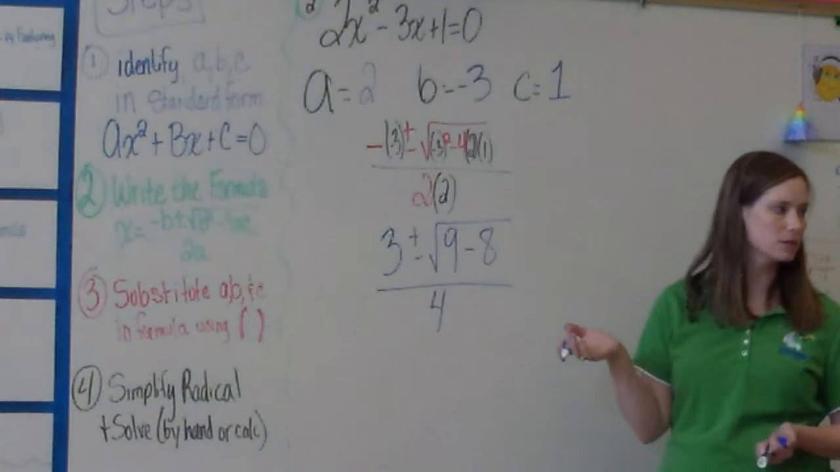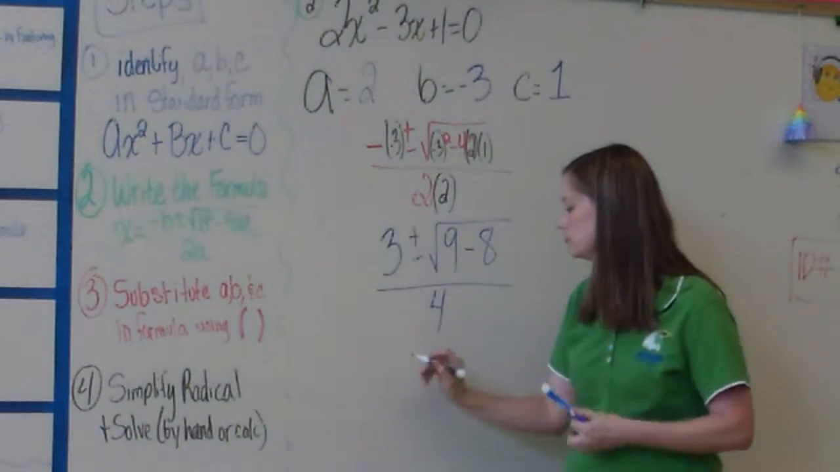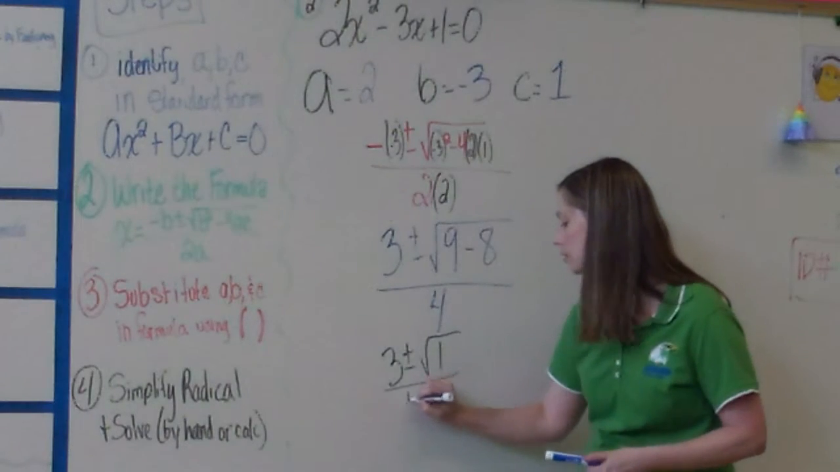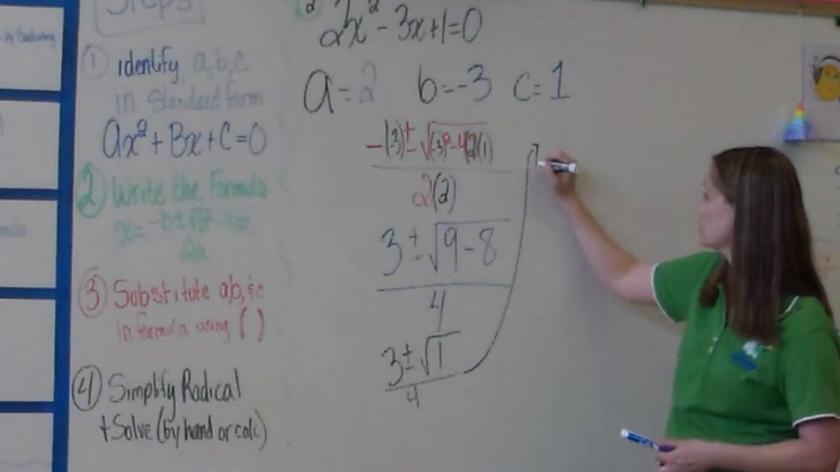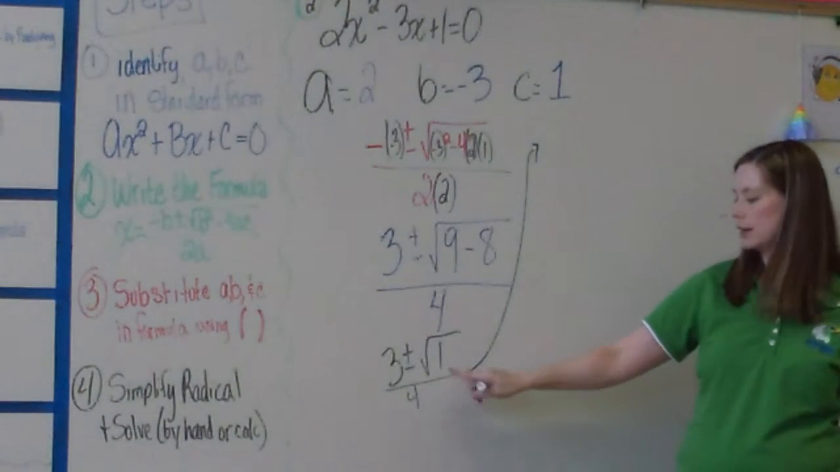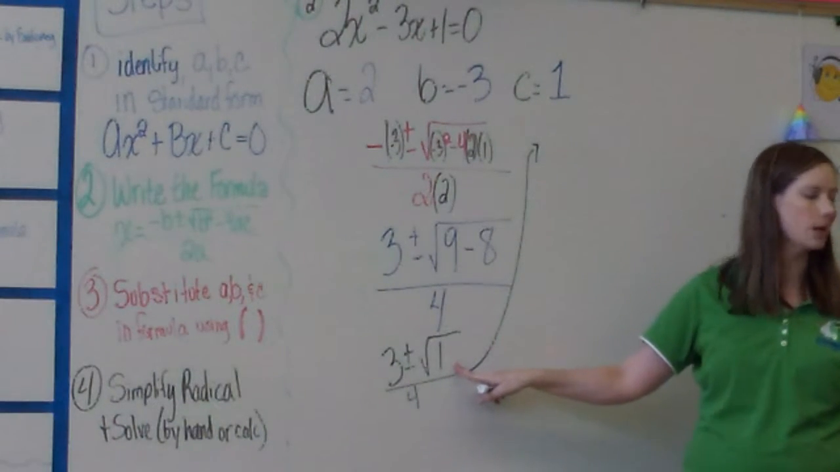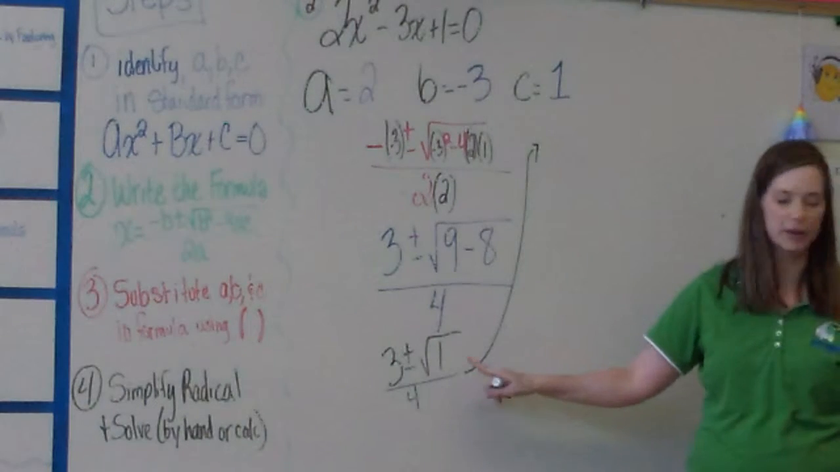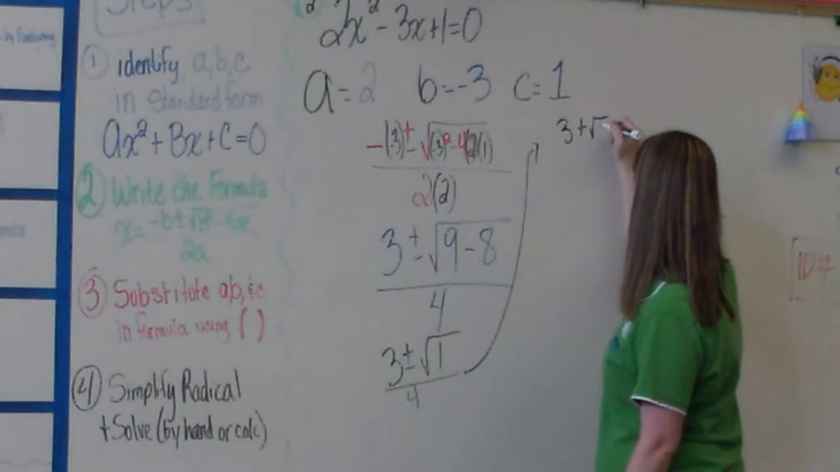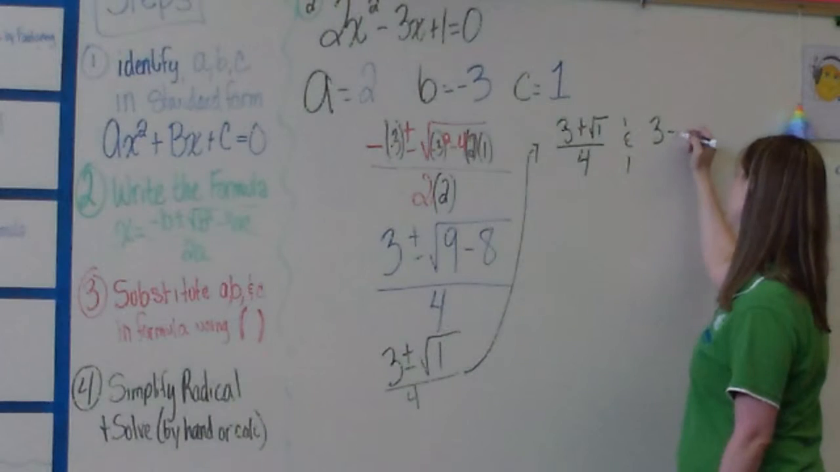But again, it would cost more buttons than it would to do it by hand. What is 9 minus 8? 1. So now I have 3 plus or minus the square root of 1 over 4. And I'm going to move up here so you can see. Now, this is a perfect square root. So I'm going to do it by hand. If this were not a perfect square root, I'd probably type it in the calculator. Okay? To solve it, I'm going to split it up. I'm going to have 3 plus the square root of 1 over 4 and 3 minus the square root of 1 over 4.